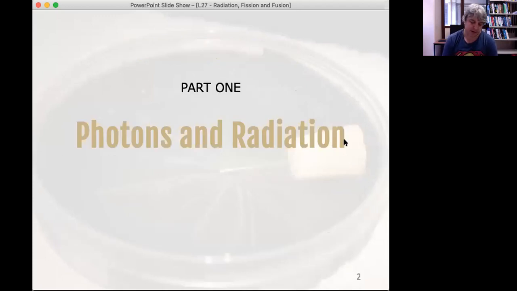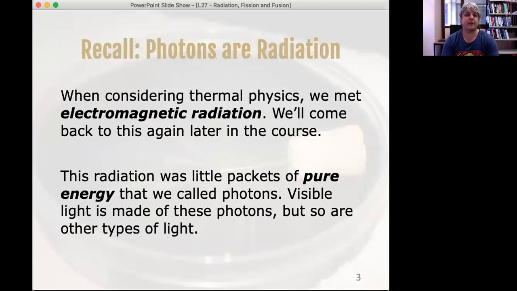Firstly, photons and radiation. We've already met the idea of photons. Photons are a type of electromagnetic radiation that we're going to discuss further in the final section of this course. All we know so far is that a photon is a tiny little packet of pure energy. It is the same thing as visible light, and it is released by things when they get hot. That's what we've met so far, thermal radiation.